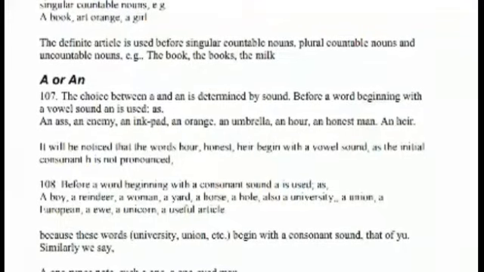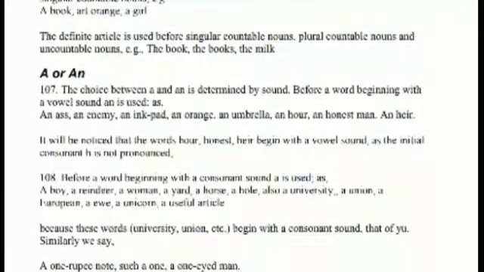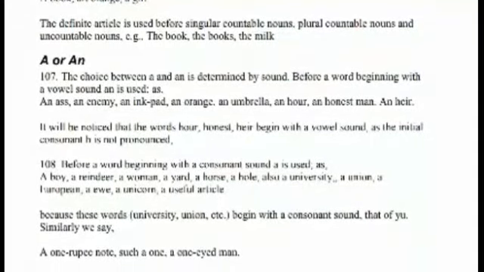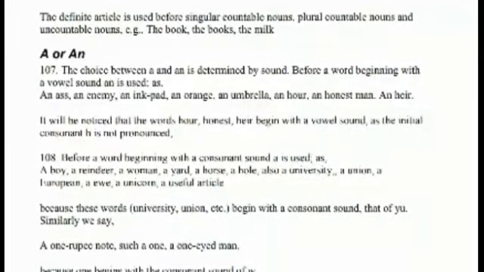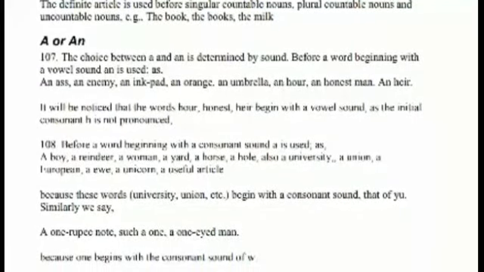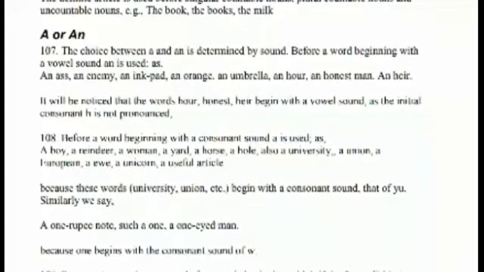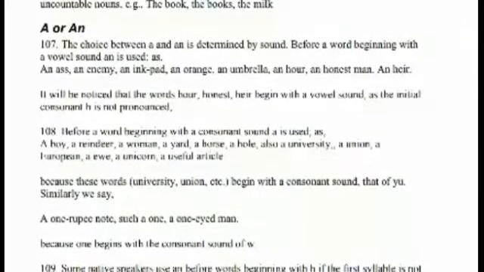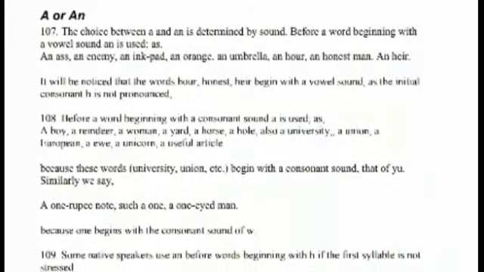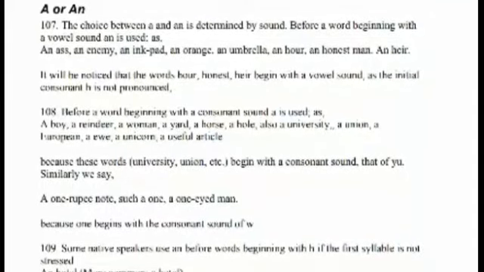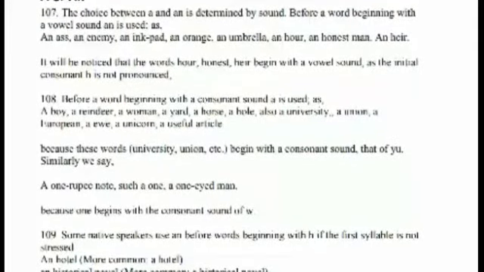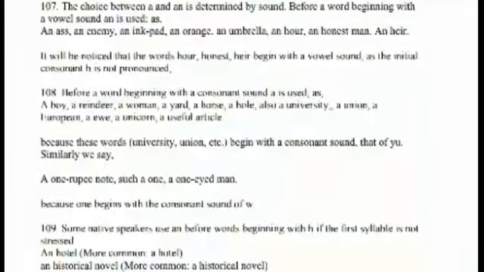First, let us see the usage of a or an. The choice between a and an is determined by sound. How we spell the word doesn't matter. Before a word beginning with a vowel sound, an is used. An ass, an enemy. Here the first letter is a vowel. An inkstand, an orange, an umbrella, an hour, an honest man.